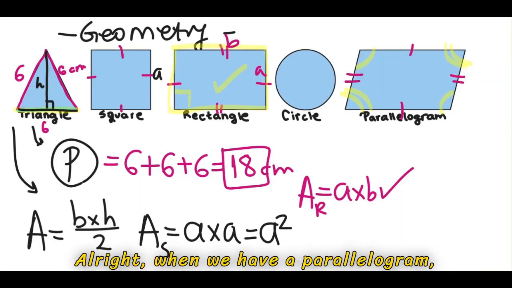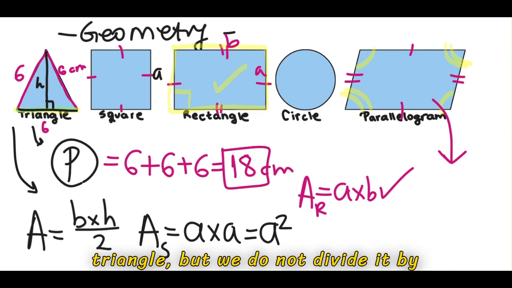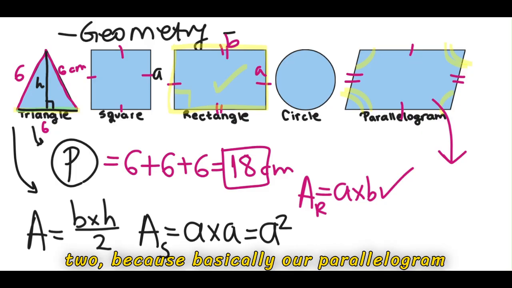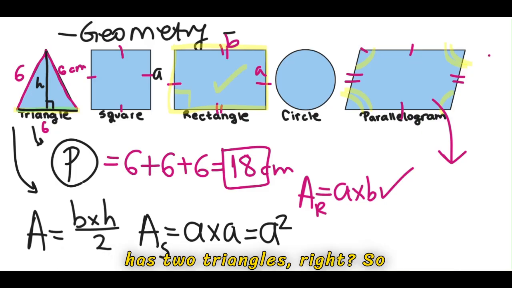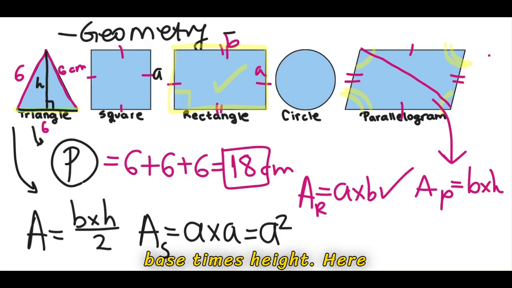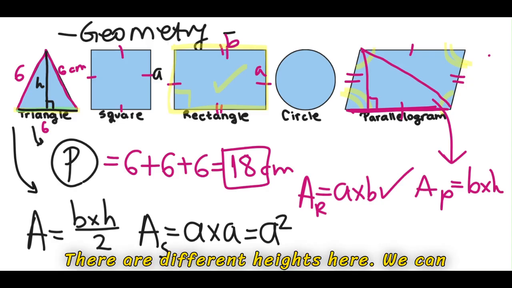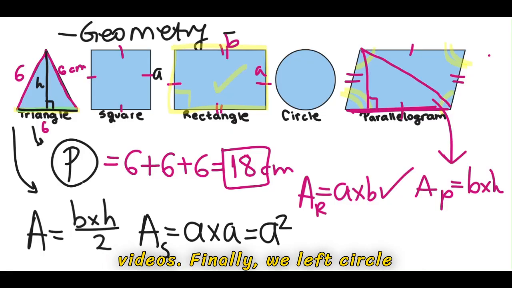When we have a parallelogram, it's the same thing as a rectangle, as a triangle, but we do not divide it by 2. Because basically our parallelogram has 2 triangles. So the area of a parallelogram is base times height. Here is our base, and this one is, let's say, our height. There are different heights here. We can talk about that in one of the next videos.